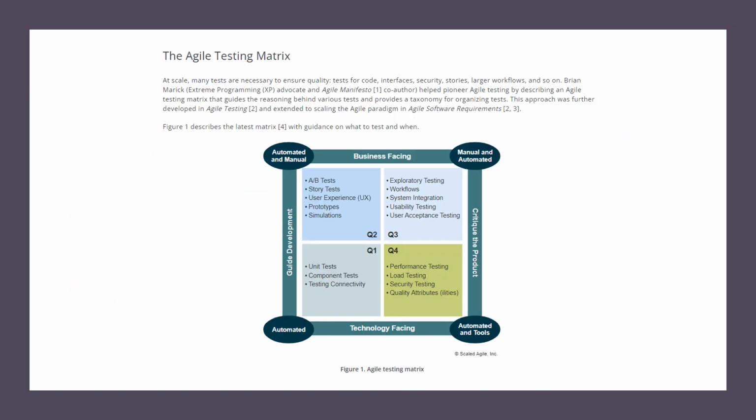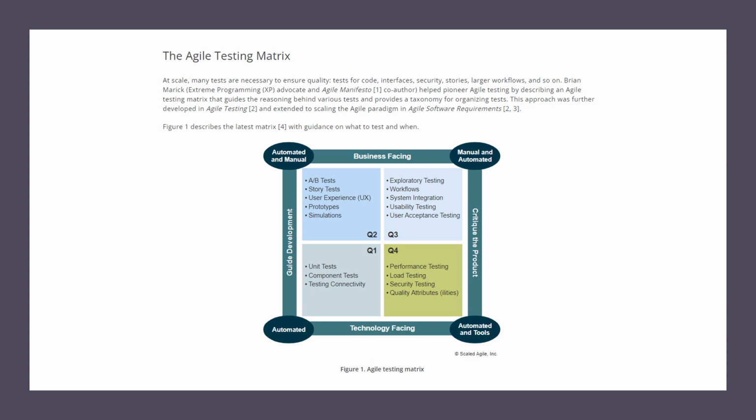Let us have a look at the agile testing matrix. At scale, many tests are necessary to ensure quality. Tests for code, tests for interfaces, tests for security, tests for stories, tests for larger workflows, and so on. Brian Marick, extreme programming advocate and Agile Manifesto co-author, helped to pioneer agile testing by describing an agile testing matrix that guides the reasoning behind various tests and provides a taxonomy for organizing tests.